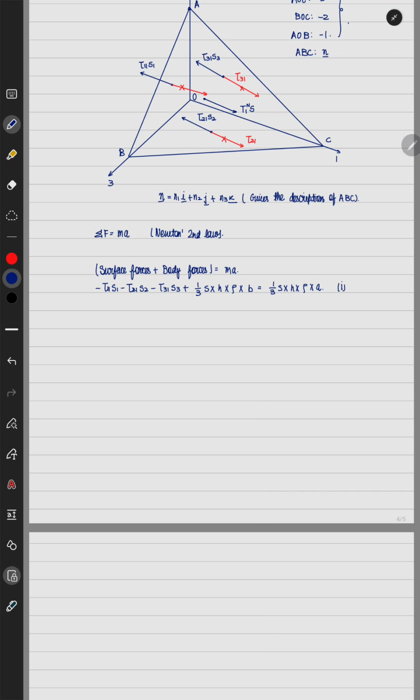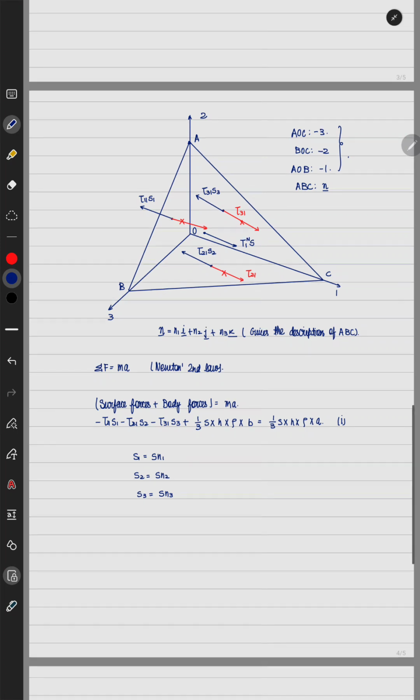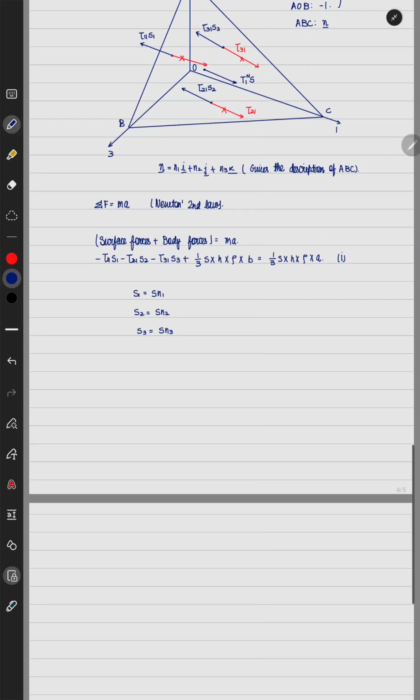Okay, now S1 is given by S into N1, S2 is given by S into N2, and S3 is given by S into N3. The component of ABC area in direction 1 is given by S1. The component of ABC, which is S, in direction 2 is given by S2, and the component of ABC in direction 3 is given by S3. So this is something that we have got.